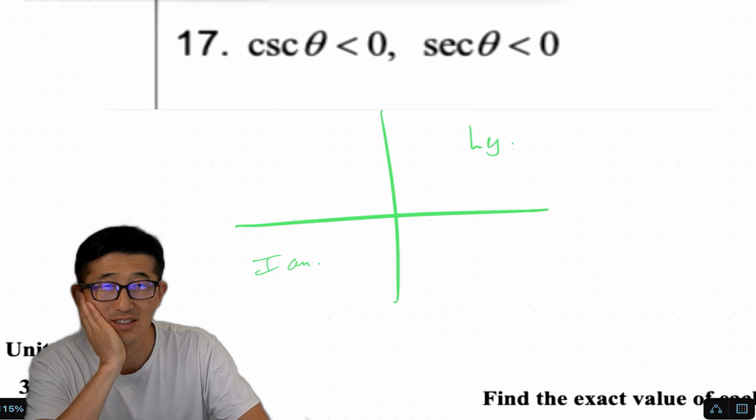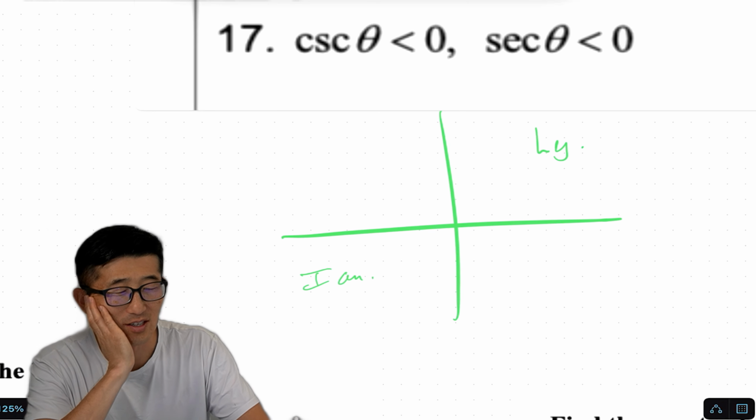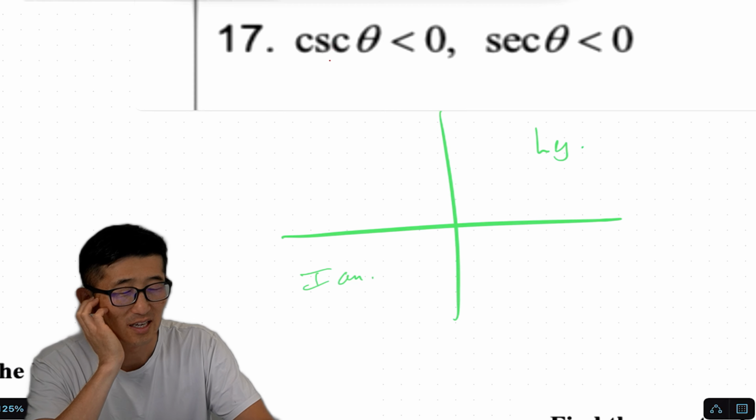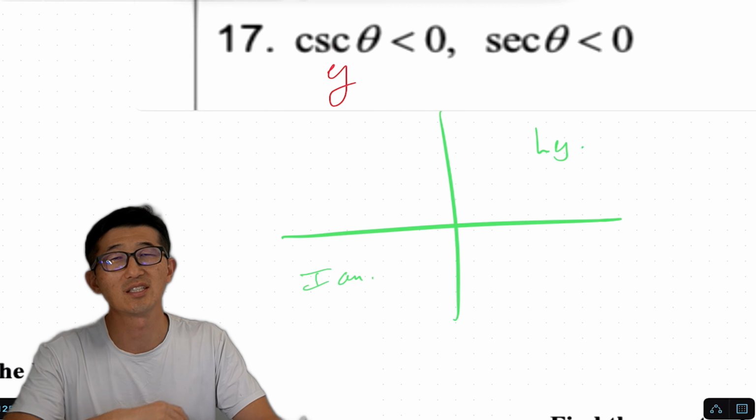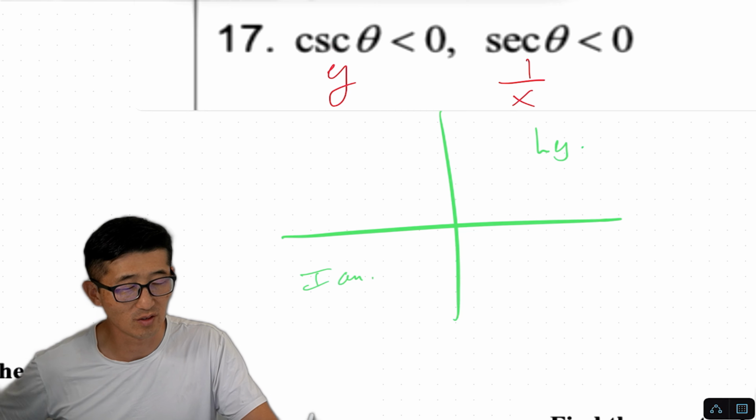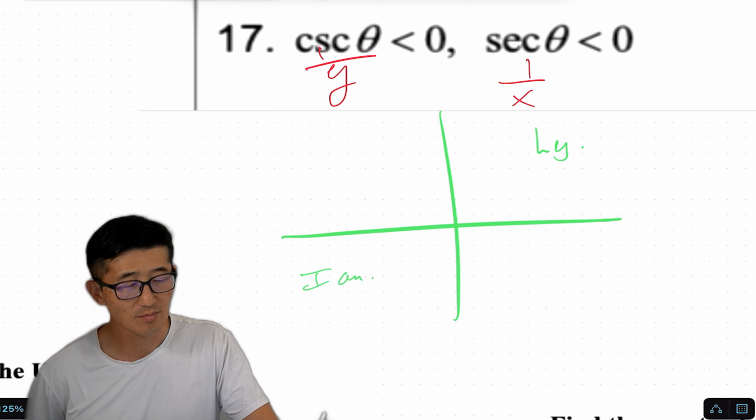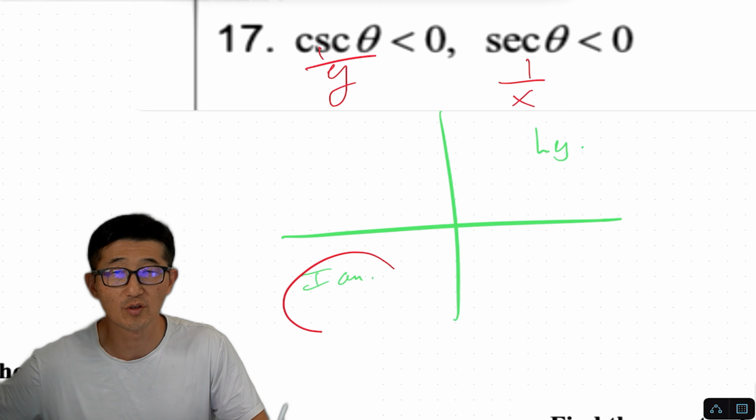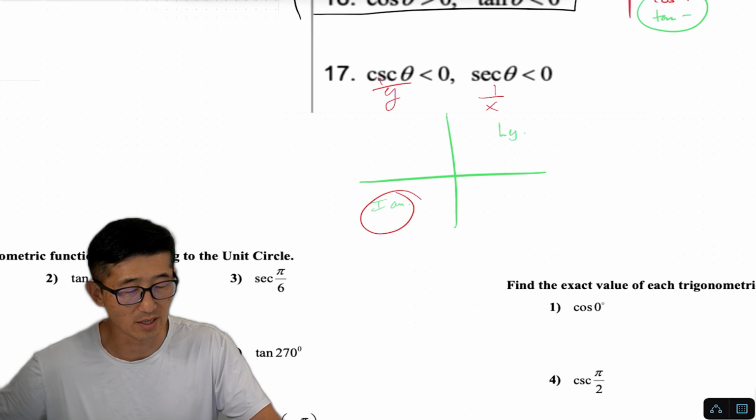Okay, it's quadrant 3. Cosecant is 1 over the y coordinate, and secant is 1 over cosine, right? So both are negative. In quadrant 3, you have cos x and y both being negative.